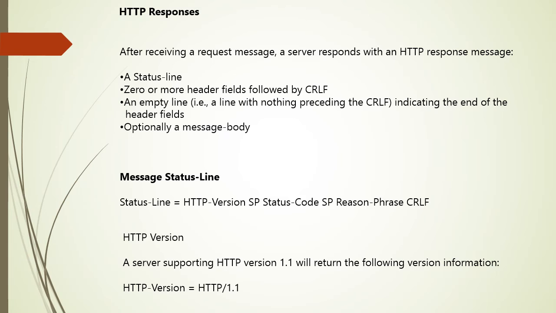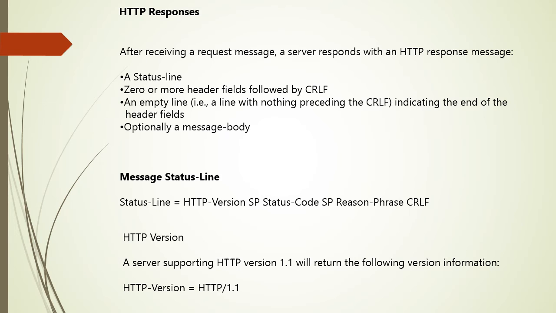So the first one is the message status line. A status line consists of the protocol version followed by a numeric status code and its associated textual phrase. The elements are separated by space (SP) characters. The status line, for example, is equal to HTTP-version SP status-code SP reason-phrase CRLF.